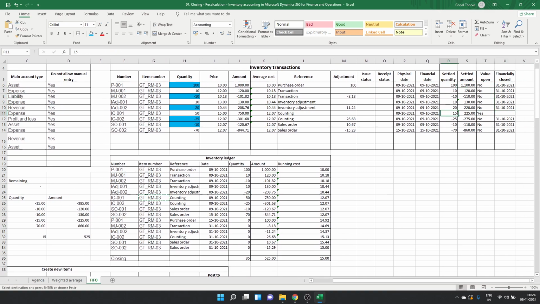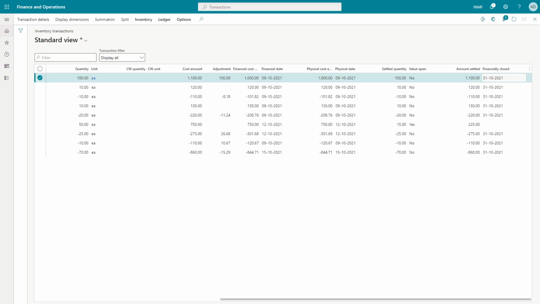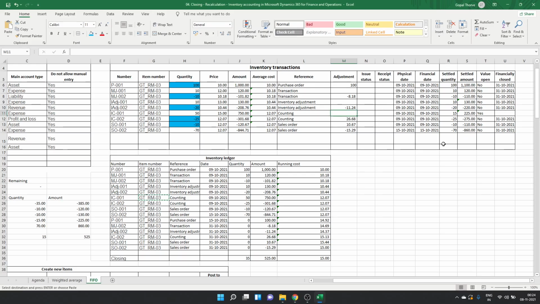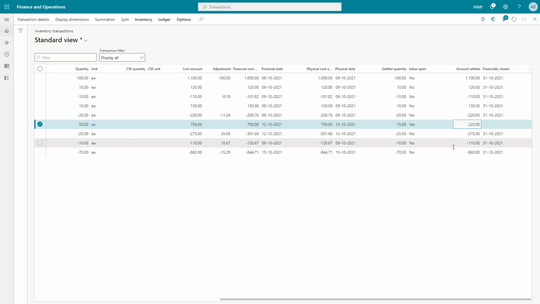So you can compare these things with our workings. So only one transaction remains open, which is this 50 quantity inventory adjustment. So let's see that. So it is open. There is no financial close date. Okay, amount is only settled 225. Okay, only 15 quantity settled from this lot, and against this receipt transaction value is open, which will be settled against further receipt issue transactions in future. Okay, so you can compare this.